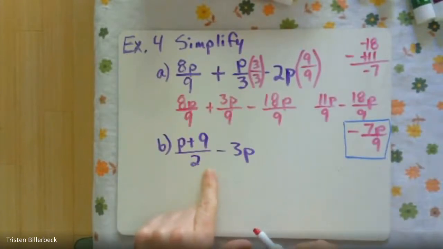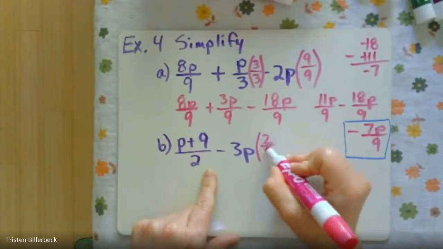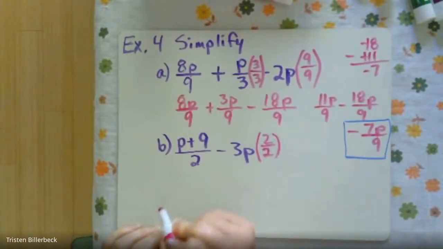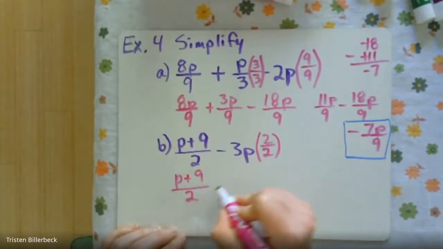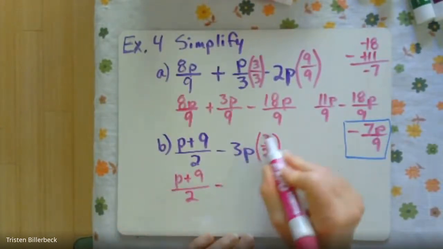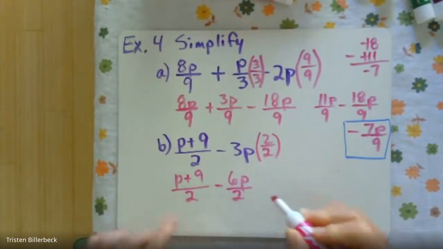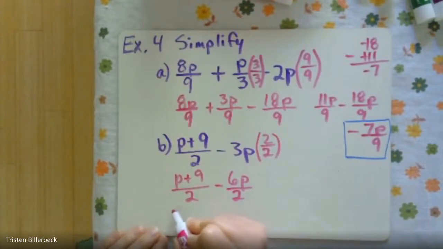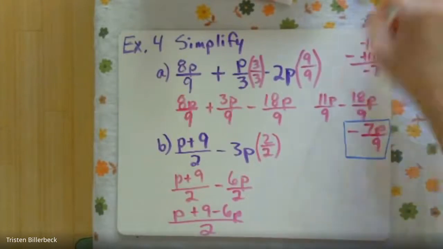So let's look at this one. Well, we have a 2 in the denominator, so we have to get a common denominator of 2. So we have p plus 9 over 2 minus, and then 3 times 2 is 6p over 2. So we can rewrite this as p plus 9 minus 6p over 2, because they all have a 2.